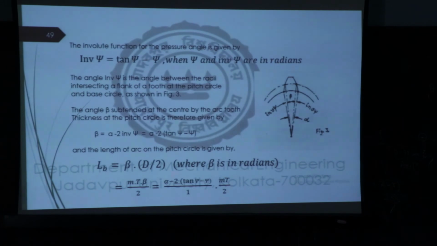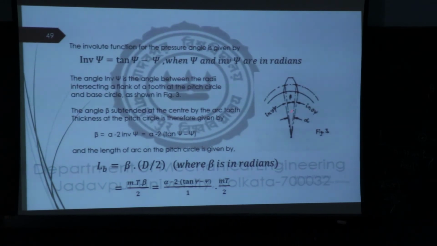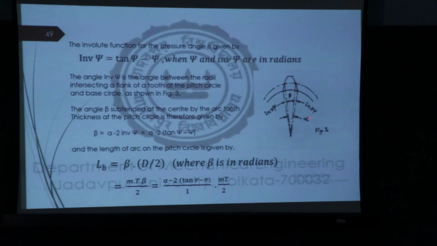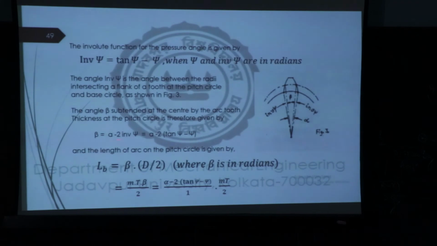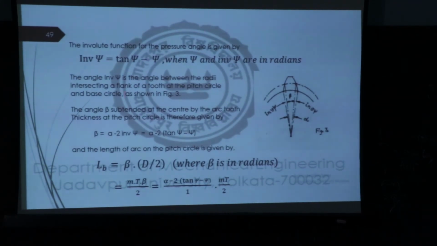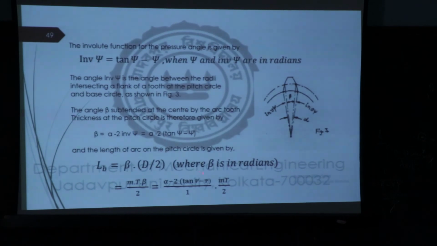This is the involute function, involute psi. The involute function is another important term. The definition is here: involute psi is the angle between the radii intersecting a flank of the tooth at the pitch circle and the base circle. This relationship is very important: involute psi equals tan psi minus psi. The derivation has also been given and is available in the standard books. So you can calculate the beta value here. If the total is alpha, you subtract twice the involute psi for the two sides, put it over here, and then you find out the value in terms of this expression.